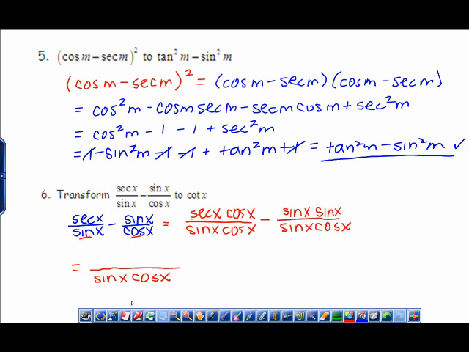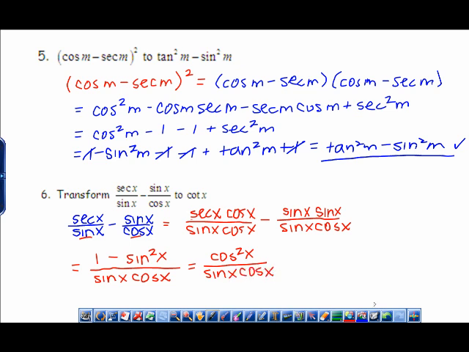sine x cosine x. Okay, now what is secant x times cosine x? It's 1. All right, minus sine x times sine x. That doesn't really change into anything besides sine x squared. All right, and what is 1 minus sine squared? This is that Pythagorean identity I said we'd use a whole lot. That is cosine squared. So when I'm rewriting it into the next step, I can see that something cancels.